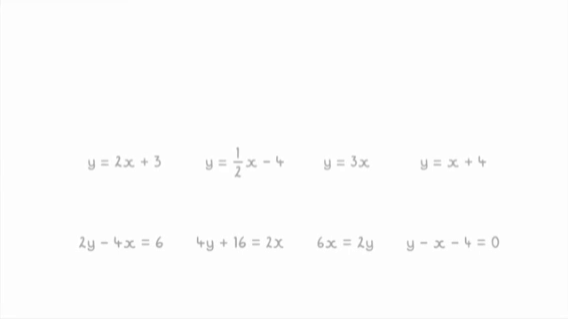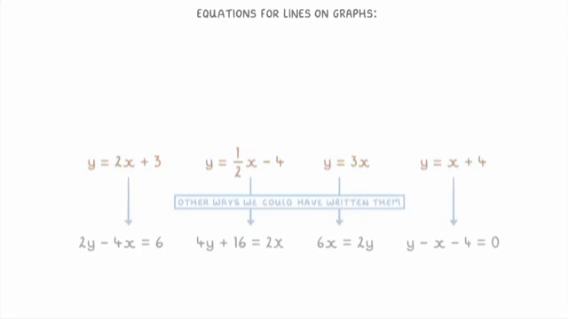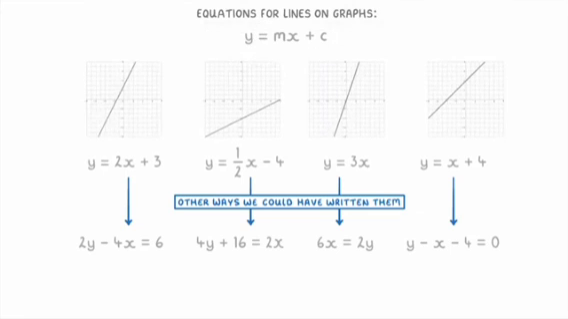In this video, we're going to look at why the equations for lines on graphs all tend to look like this, rather than any of the other ways that we could have written them. Essentially, it's just for convenience. By always writing the equations in the form of y equals mx plus c, they're all in the same format, which makes it easier to quickly compare them and imagine what they'd look like when drawn out on a graph.